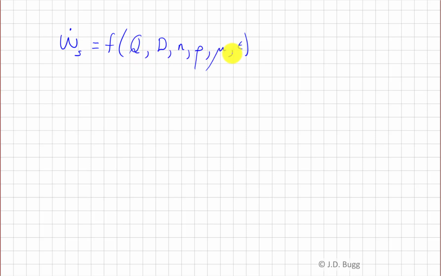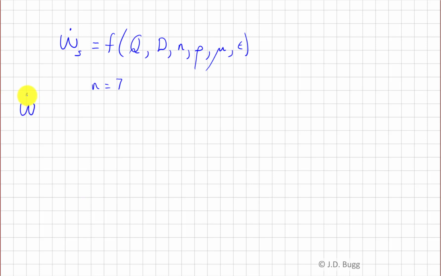The next thing is to just simply count how many variables we're dealing with. 1, 2, 3, 4, 5, 6, 7. So in this analysis, n is equal to 7. Next step is to take all of these variables and figure out what their dimensions are. So we're going to do that next.